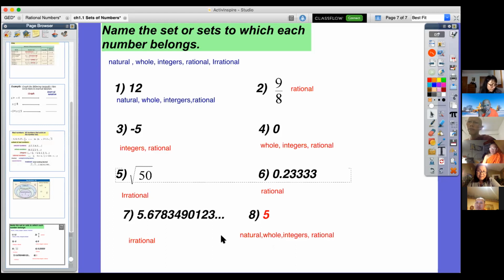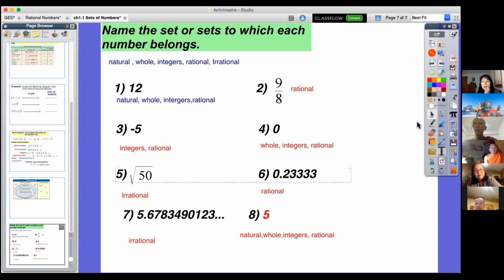Not a prime. I'm sorry. Prime number. Prime, because nothing goes into 5. 5 is only divided by 5 and 1. So it's a prime number. Okay. How about the number 12?